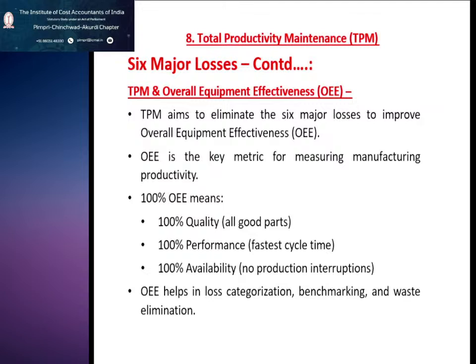One can say 100% OEE is achieved if there is 100% quality maintained, that means all good parts are being produced. There is 100% performance, which means fastest cycle time, and there is 100% availability, meaning no production interruptions. So if on all these counts, 100% quality, 100% performance and 100% availability is ensured, then the organization can say that 100% overall equipment effectiveness is achieved. Thus OEE helps in loss categorization, benchmarking and wastage elimination. So that's the importance of TPM and overall equipment effectiveness.